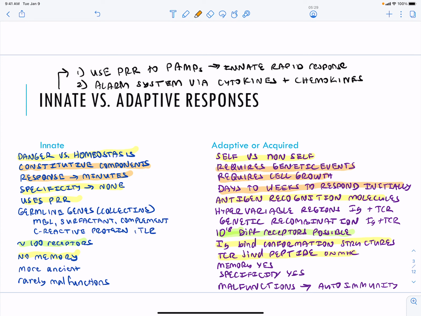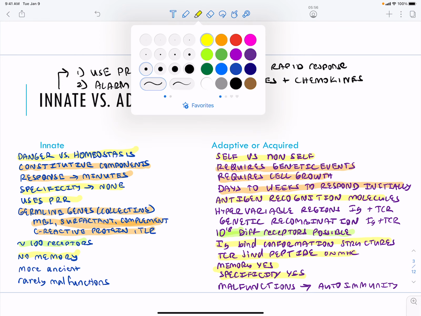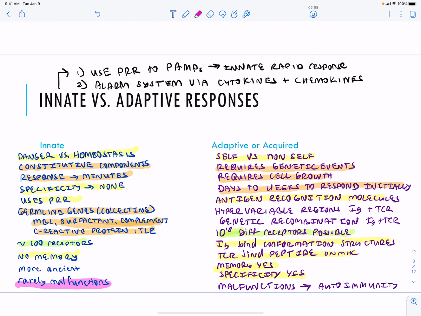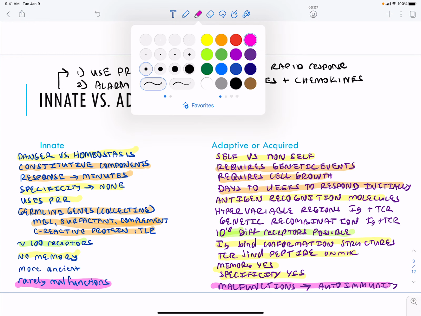Now, with respect to our genetics, we do have germline genes involved in our innate as well. Those are our C-reactive proteins, toll-like receptors, surfactants, etc. You also have differences between memory and no memory. So we have memory and specificity on the side of our adaptive, no memory, no specificity on the side of our innate. And another key point is that your innate is really not responsible for autoimmune diseases. It really is your acquired immune response that is responsible for those autoimmune diseases. And so just keep that in mind.